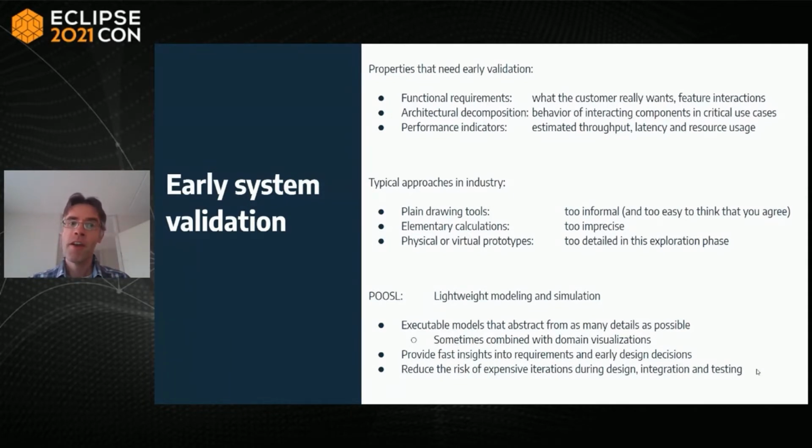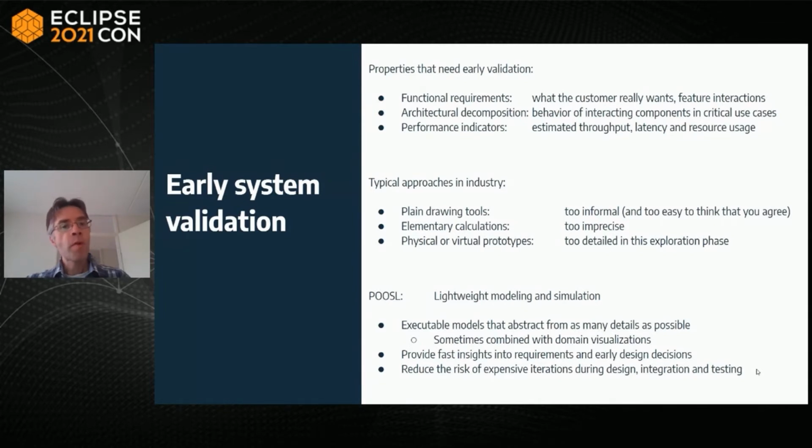The second category is more on decomposition, the architectural decomposition into smaller blocks. So do we really understand the behavior and the functionality of the components, and especially how they will work together in critical use cases? So not only the happy flow. And the third category is about performance indicators, really KPIs. For many of these systems, it's very important that you have a good estimate of what the throughput of the system will be, or the latency, or even resource usage. So these are three categories of properties that really need early validation.